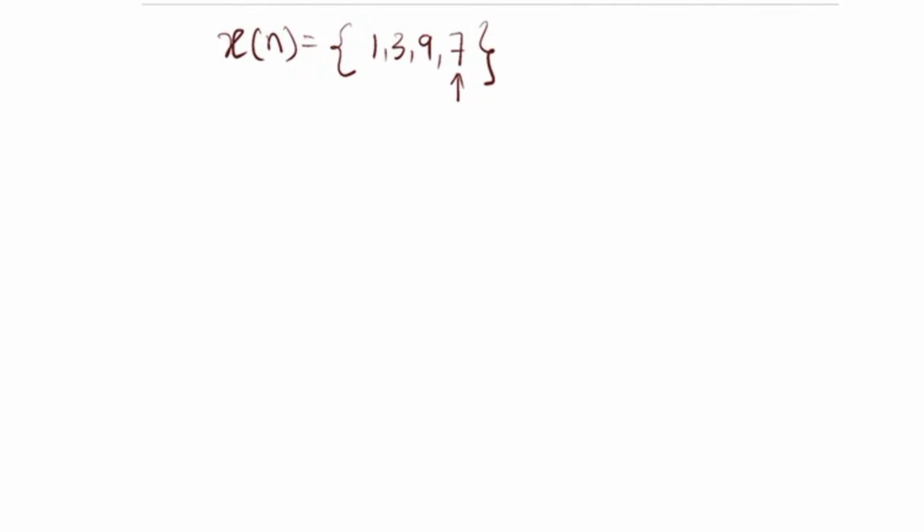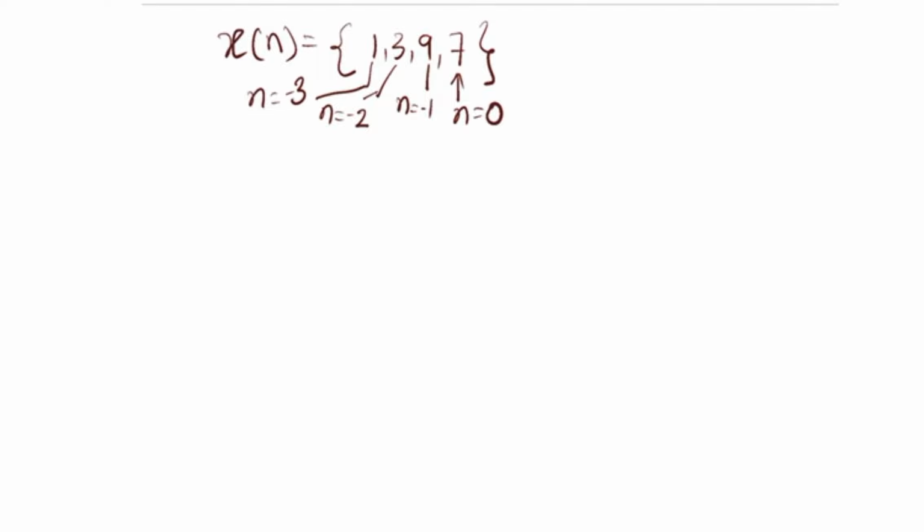Now in the next case, we will discuss when x[n] is existing only for negative values or 0. Then we can see, suppose x[n] is given as 1, 3, 9, 7, with origin at 7. So this is n equals 0. This is for n equals minus 1. This is for n equals minus 2. And this is for n equals minus 3.